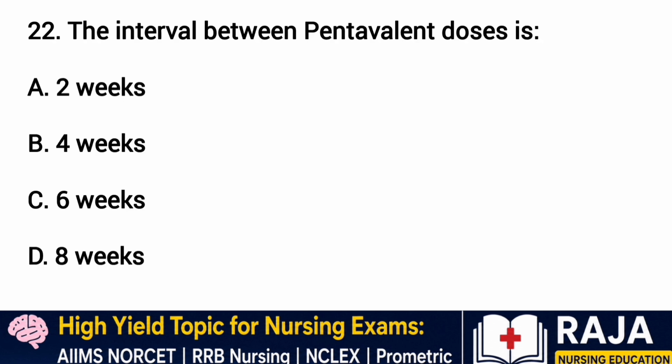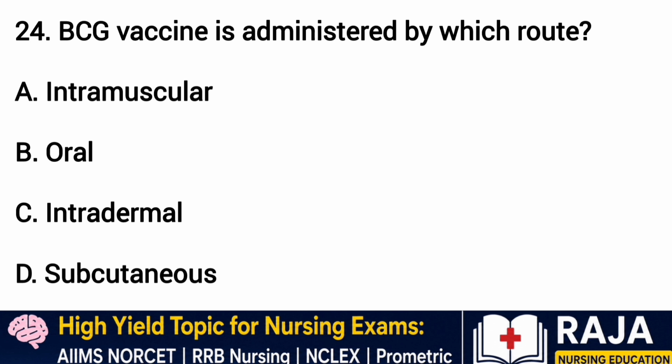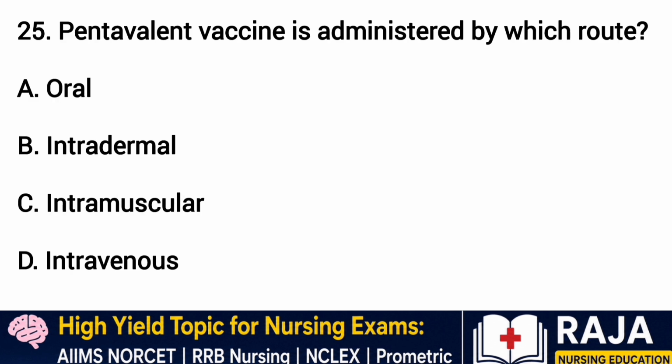The interval between pentavalent doses is? The answer is B. 4 weeks. OPV is administered by which route? The answer is C. Oral route. BCG vaccine is administered by which route? The answer is C. Intradermal route. Pentavalent vaccine is administered by which route? The answer is C. Intramuscular route.